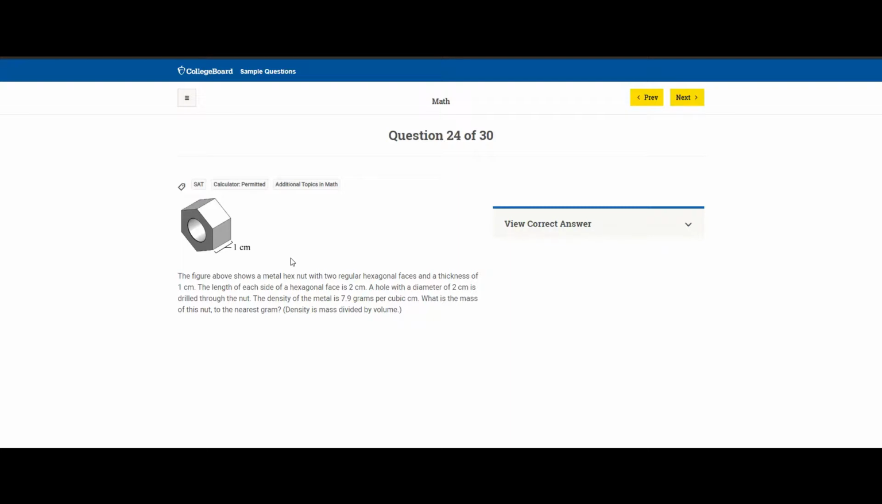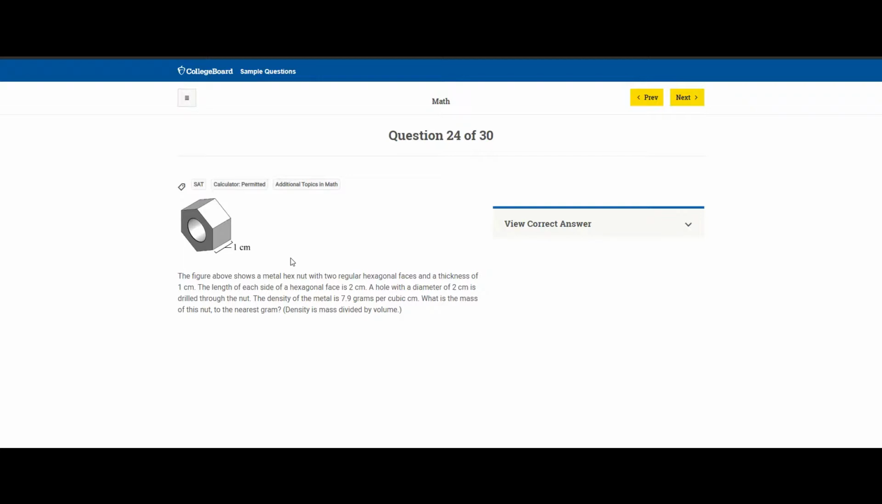Pi is that, and then r with a diameter of 2 centimeters. So it's just pi. 6 square root of 3 minus pi, and then with the density of the metal. Density is mass divided by volume. So mass equals density times volume. So we multiply that by 7.9.